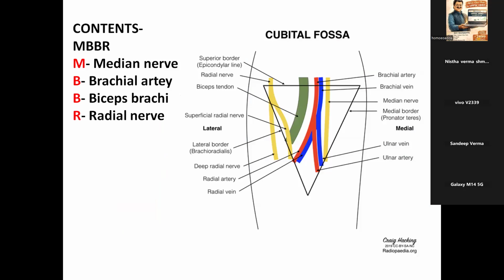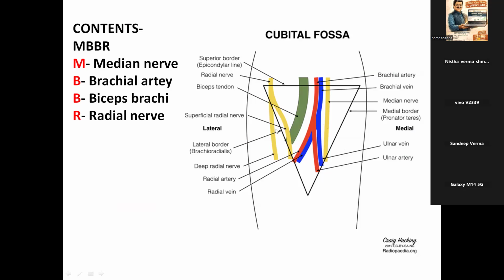Contents. Very, very, very important. Always remember, you see, this is the medial side, this is the lateral side. When you go from medial to lateral, the structures are aligned in the form of MBBR. Very, very important. Most medially, you will find the median nerve, followed by the brachial artery. Actually, it is in the cubital fossa.